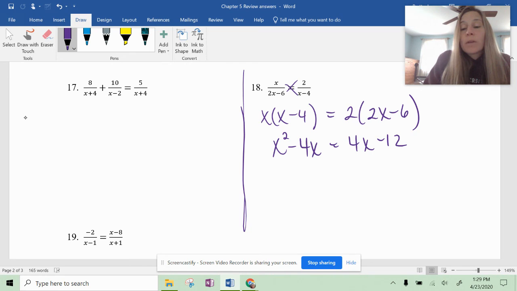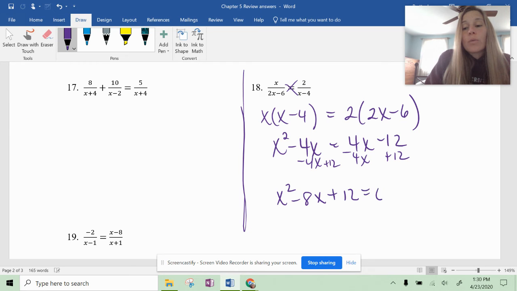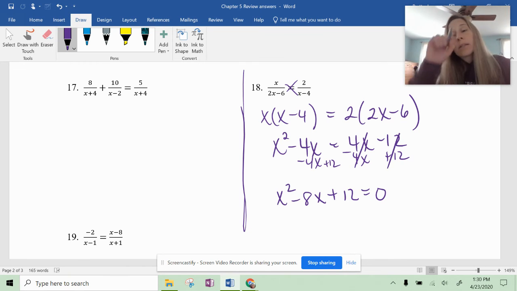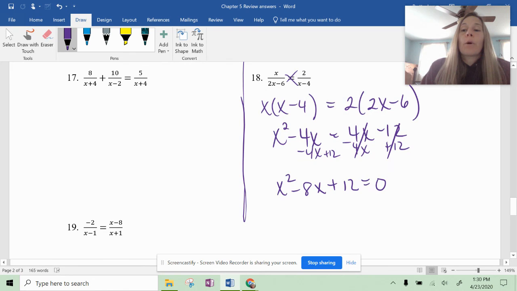Now I see that this is going to be quadratic because I have an x squared in there. So I'm moving everything to one side of my equation. So that's going to give me x squared minus 8x plus 12 equals 0. So quadratics need to be solved by having them equal to 0.